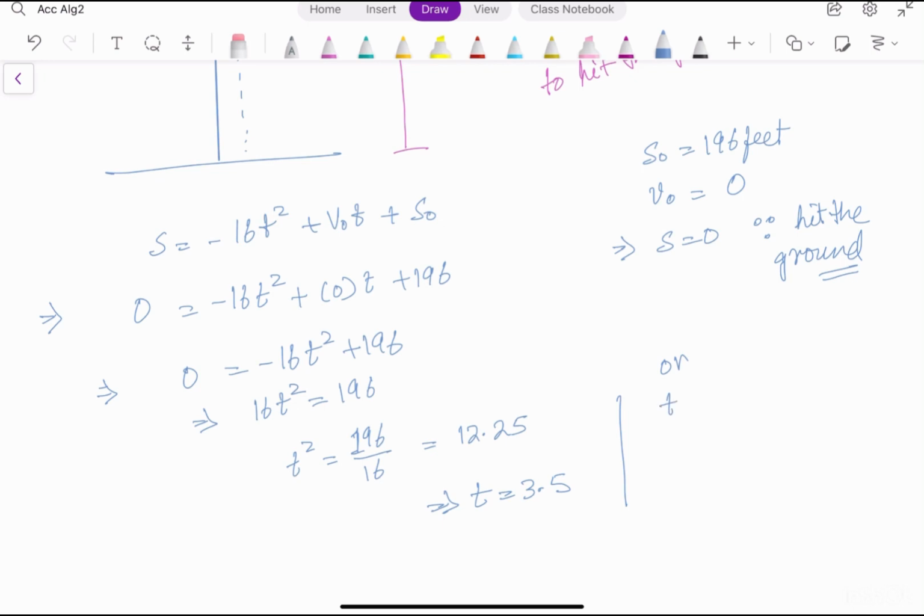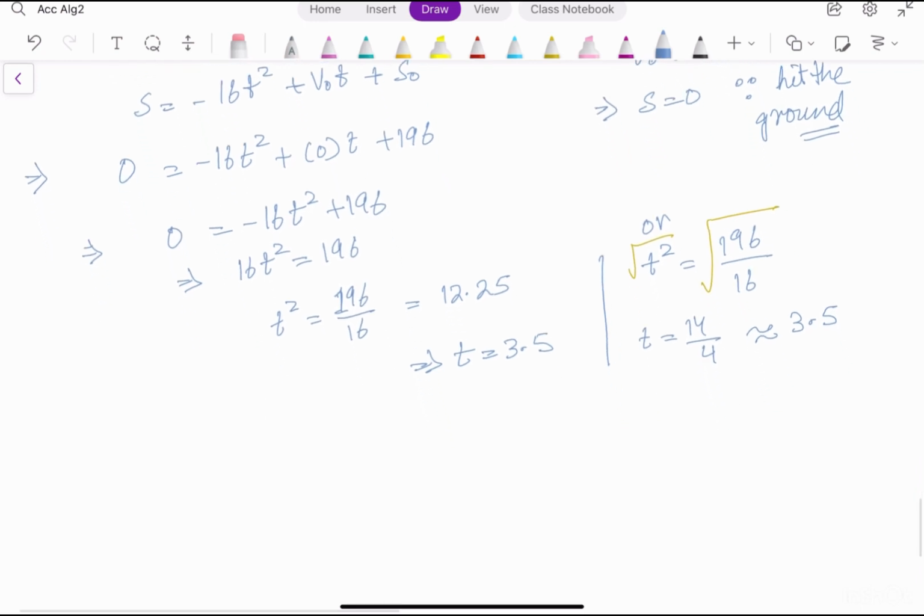Or you can take the radical on both sides without converting into a decimal. Because 196 is the square of 14 and 16 is the square of 4, you get 14 over 4, which you can convert into a decimal as 3.5. So it will take approximately 3.5 seconds for the object to reach the ground.